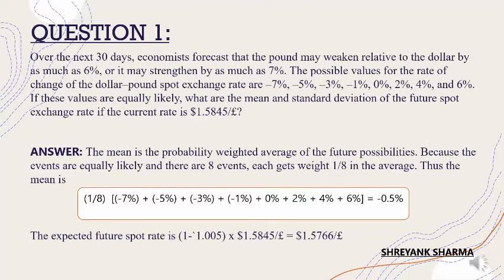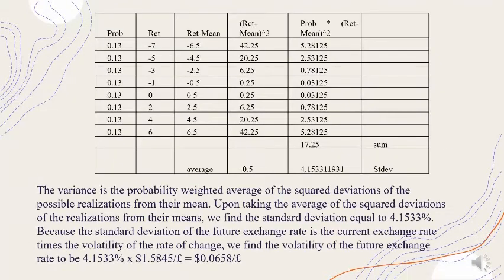The mean has a very simple calculation. It's basically the sum of events divided by the total number of events, and here the possible values are -7%, -5%, -3%, -1%, 0, 2%, 4%, and 6%. So we take a sum of that and divide it by 8, and we get a mean of -0.5%. And the expected future spot rate is 1.005 times the spot rate given in the question. So we get $1.5766 per pound.